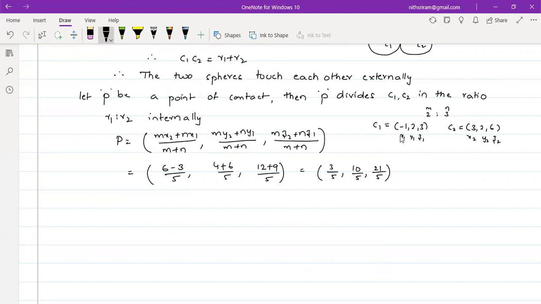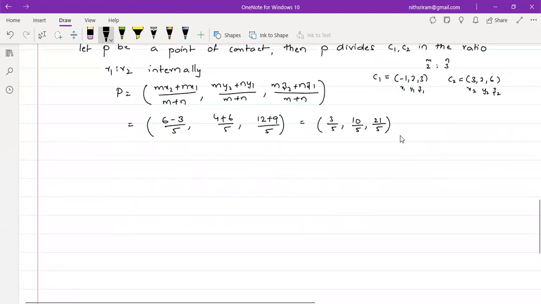So this is the point of contact whenever the two spheres touch each other externally. Here we can simplify it: 3 by 5, comma, 10 by 5 is nothing but 2, comma, 21 by 5. So in this way we can find the point of contact whenever two spheres touch each other externally.